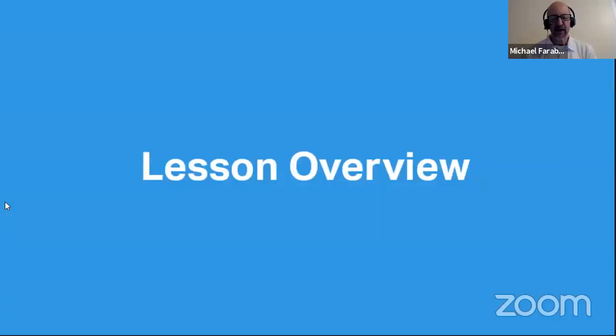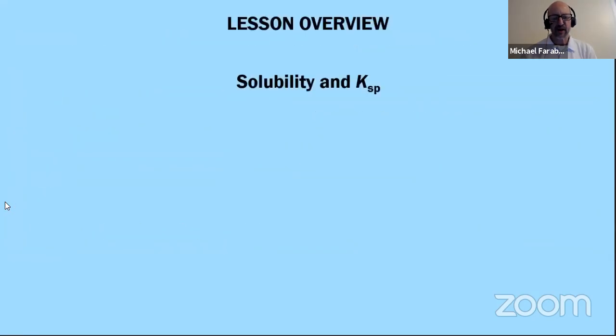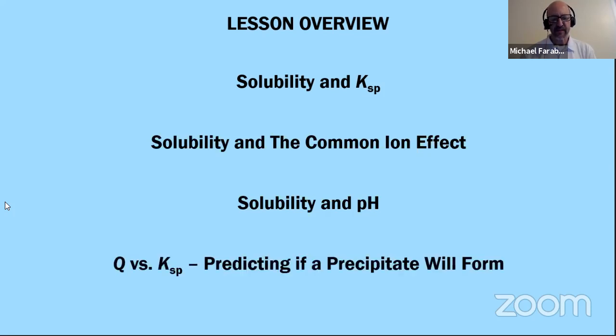In today's lesson, we will wrap up Unit 7, and we're focusing on solubility equilibria. I will talk about solubility and Ksp, which is the solubility product, the equilibrium constant. We'll talk about the common ion effect and how solubility is related to pH, as well as how we can use a comparison of Q versus K for Ksp to predict if a precipitate will form.